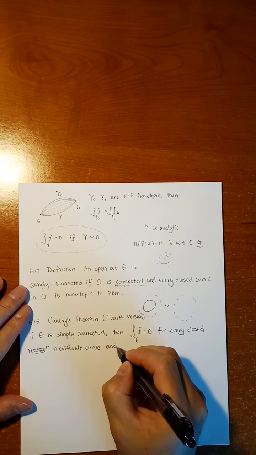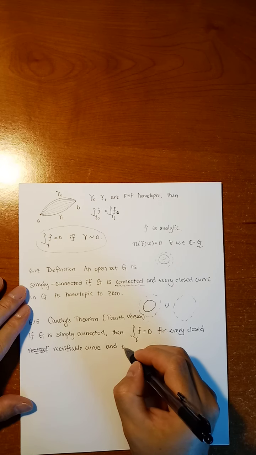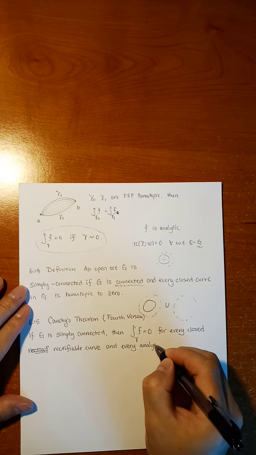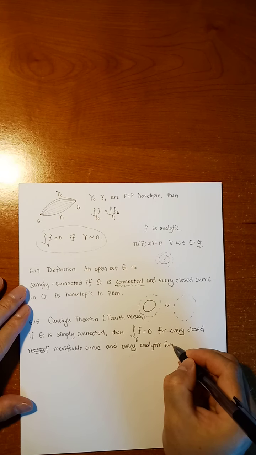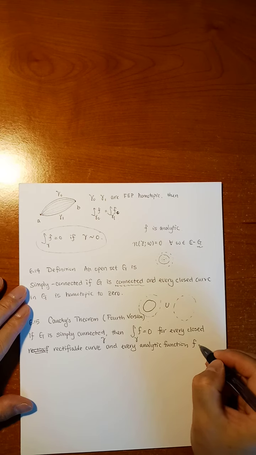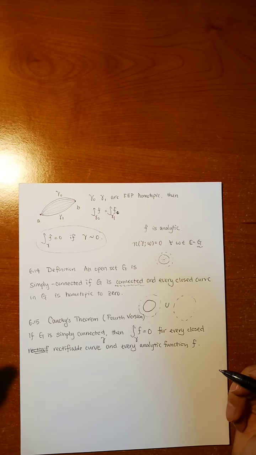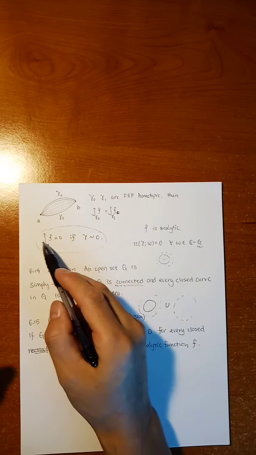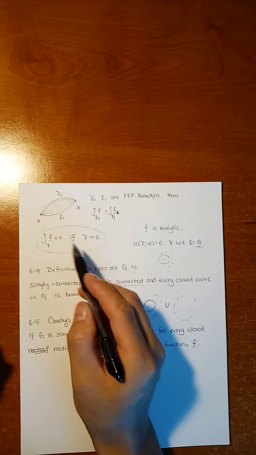And this holds for every analytic function f. Because every closed rectifiable curve gamma will be homotopic to 0, the result follows by the second version.